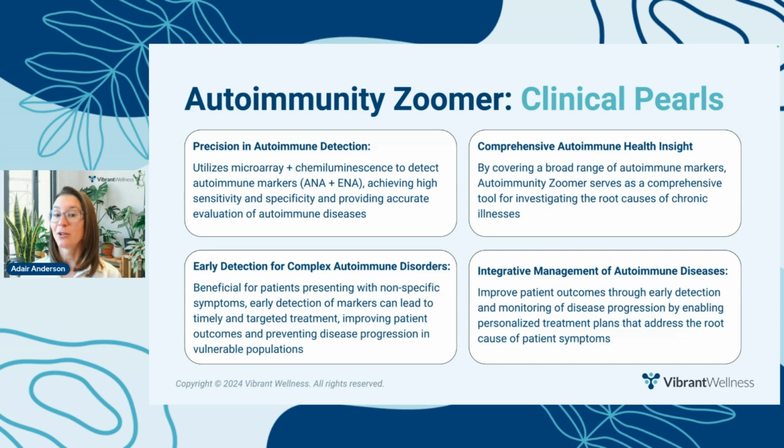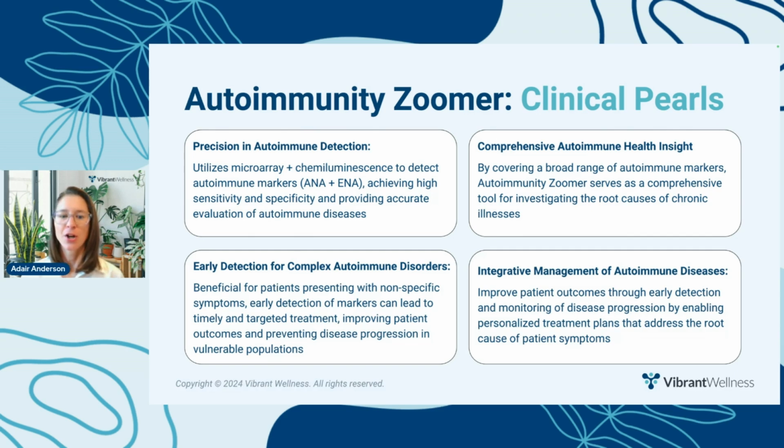Here are four clinical pearls for the autoimmunity zoomer. Number one, precision in autoimmune detection. The autoimmunity zoomer utilizes solid phase biochip immunofluorescent assay and ELISA technology to provide precise detection of autoimmune markers. This dual ANA and ENA testing achieves higher sensitivity and specificity than standard testing, ensuring accurate evaluation of autoimmune diseases.